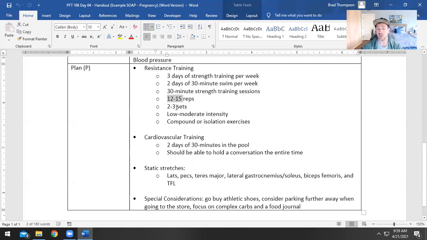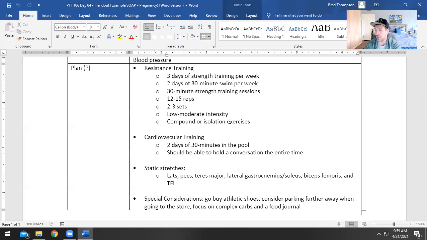12 to 15 repetitions, 2 to 3 sets. We're focusing on low to moderate exercise. And then we are going to do compound or isolation exercises here, right? We're definitely going to focus on using as many muscles as possible if we can. So a standing cable chest press is a really good version. A standing or a single leg cable row, something like that. Those are going to be really, really effective. Trying to keep our client on the feet.